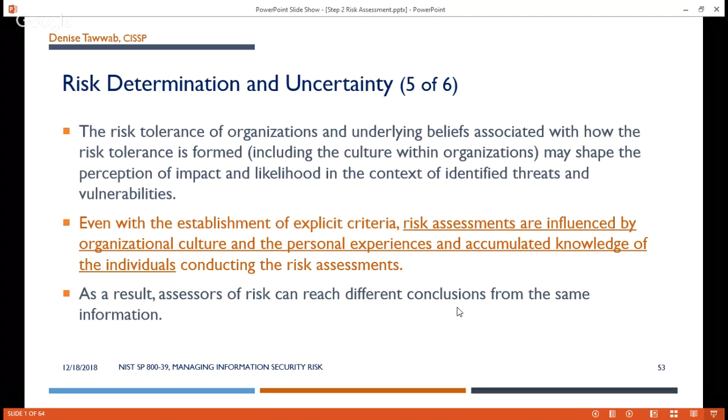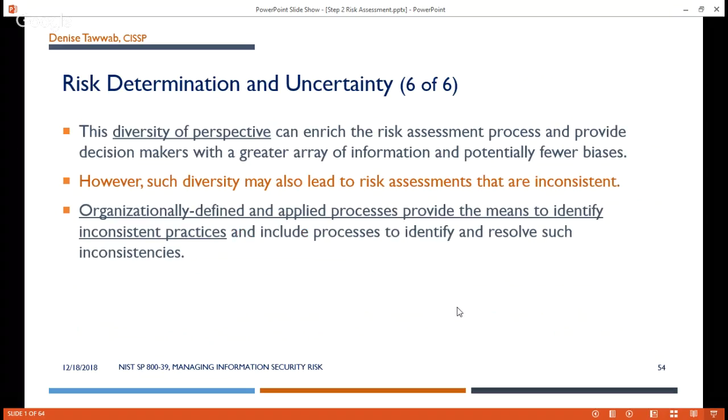Still talking about uncertainty. The diversity of perspective can enrich the risk assessment process and provide decision makers with a greater array of information and potentially fewer biases. However, such diversity may also lead to risk assessments that are inconsistent. Organizationally defined and applied processes provide the means to identify inconsistent practices and to include processes to identify and resolve such inconsistencies.